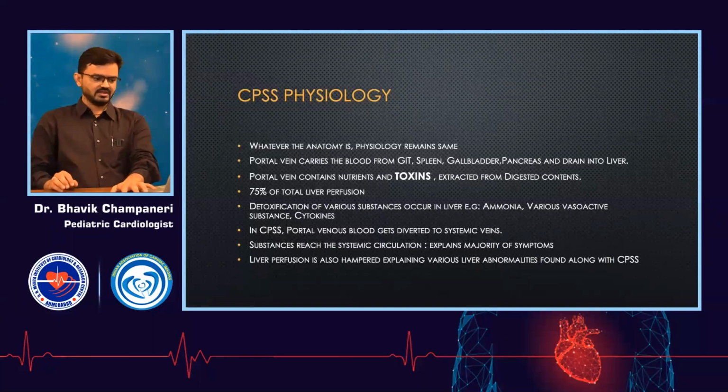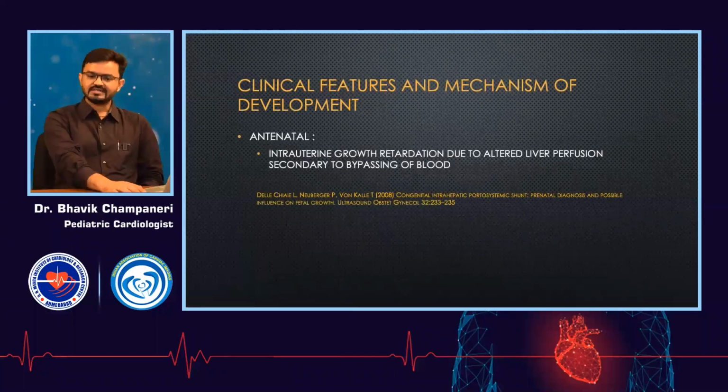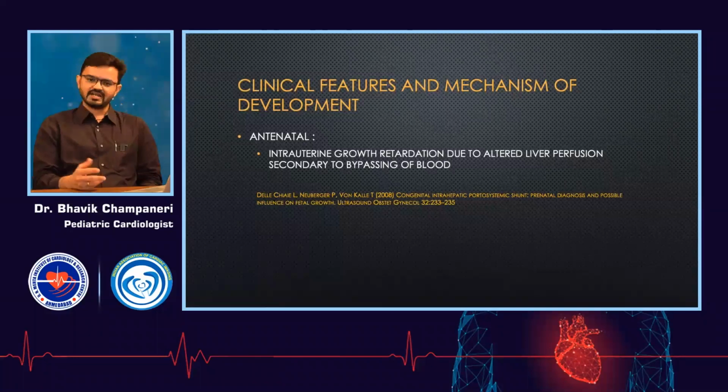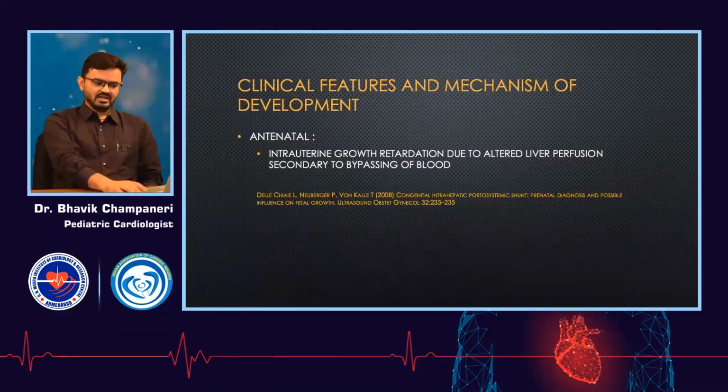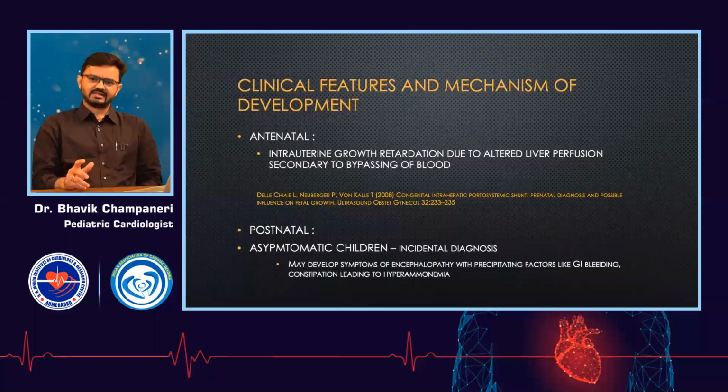Coming to clinical features and mechanism, first is antenatal. There are documented reports which show that patients with CPSS have IUGR in the absence of other causes, and the reason behind that is altered liver perfusion during fetal life due to shunting of portal venous blood into systemic circulation. Postnatally, many children are asymptomatic and it's an incidental diagnosis, but it's important to know these children may also become symptomatic if there are precipitating factors like GI bleeding or constipation, which increase the arterial ammonia level.